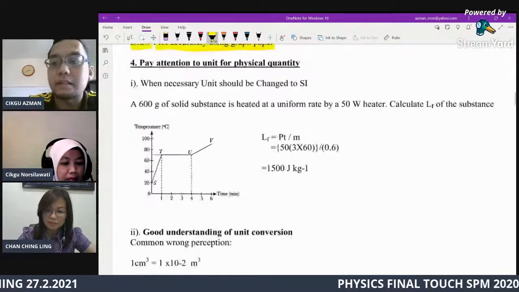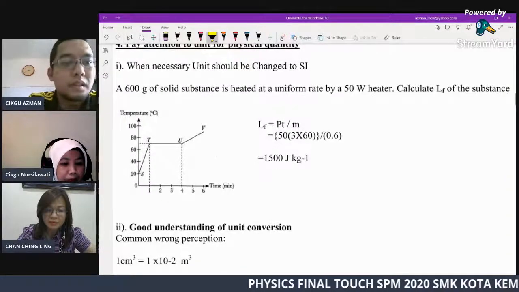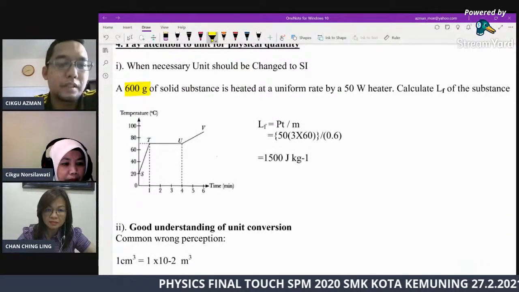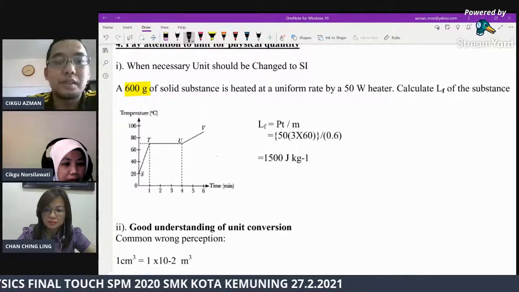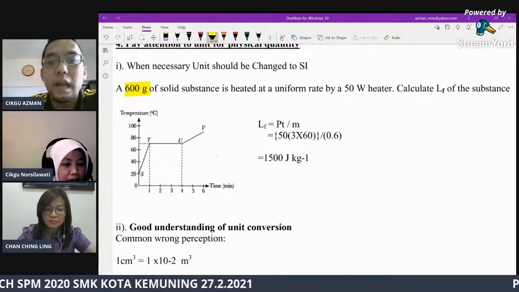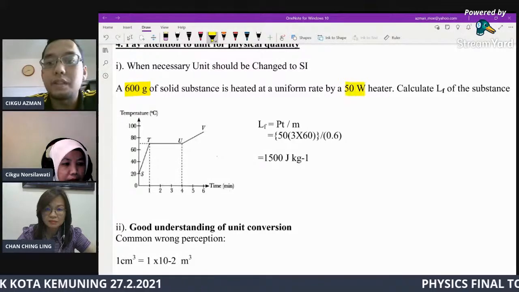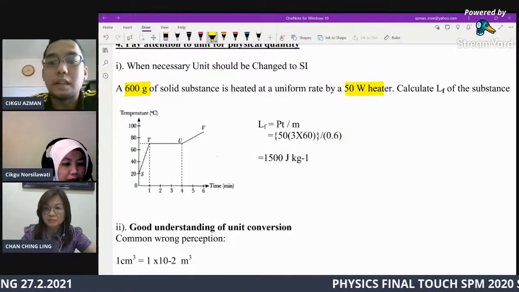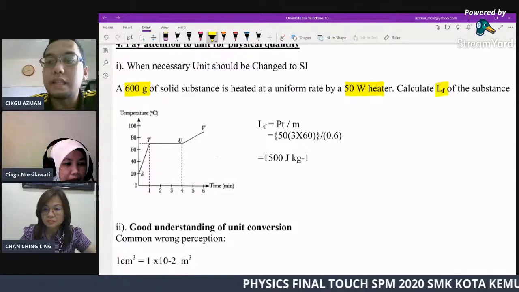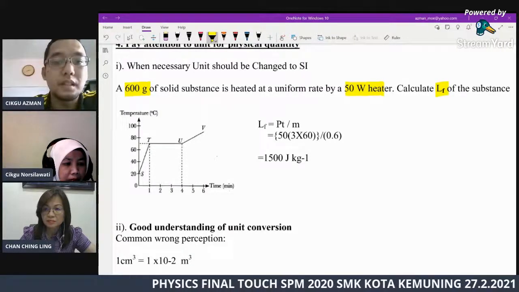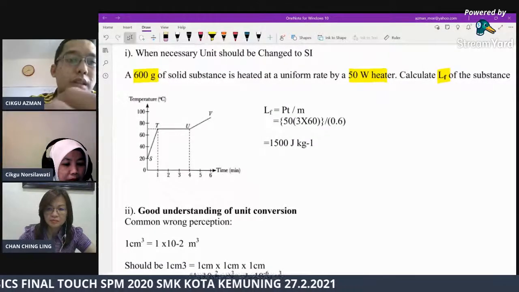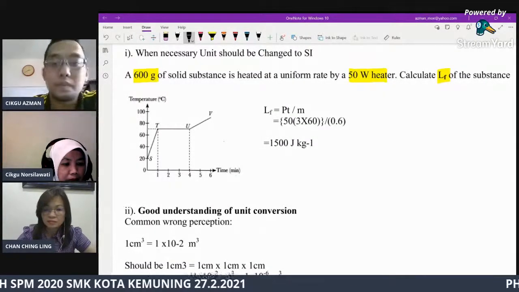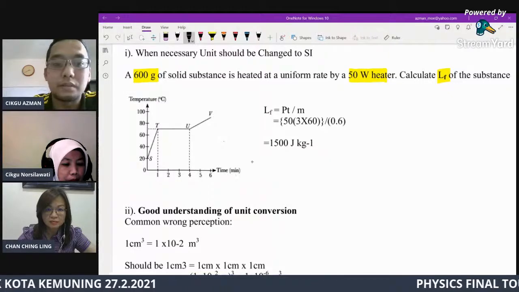Okay, let's look at an example. 600 gram. Situ je kita nampak 600 gram. Of solid substance is heated at uniform rate by a 50 watt heater. Calculate the latent heat of fusion of the substance. Okay, this one topic heat. Topic heat. Now first list down.